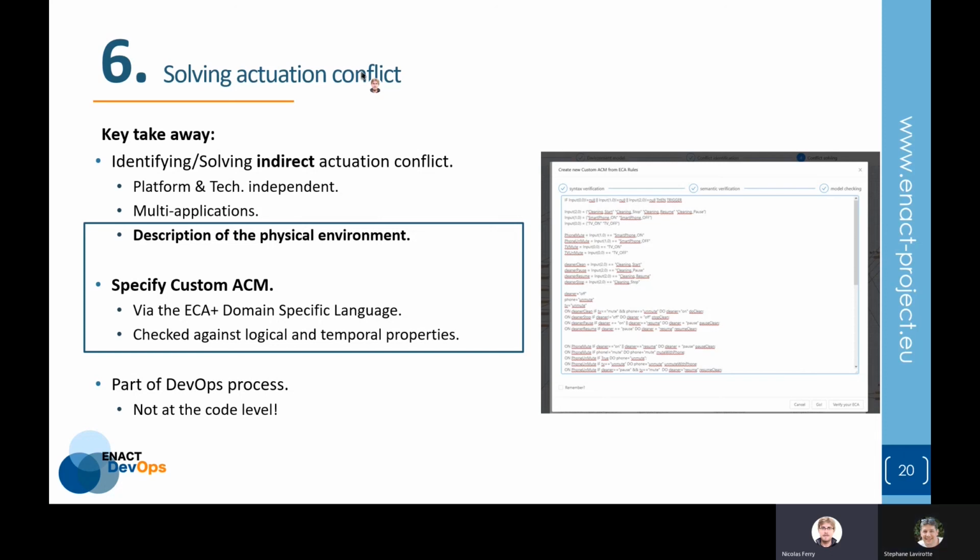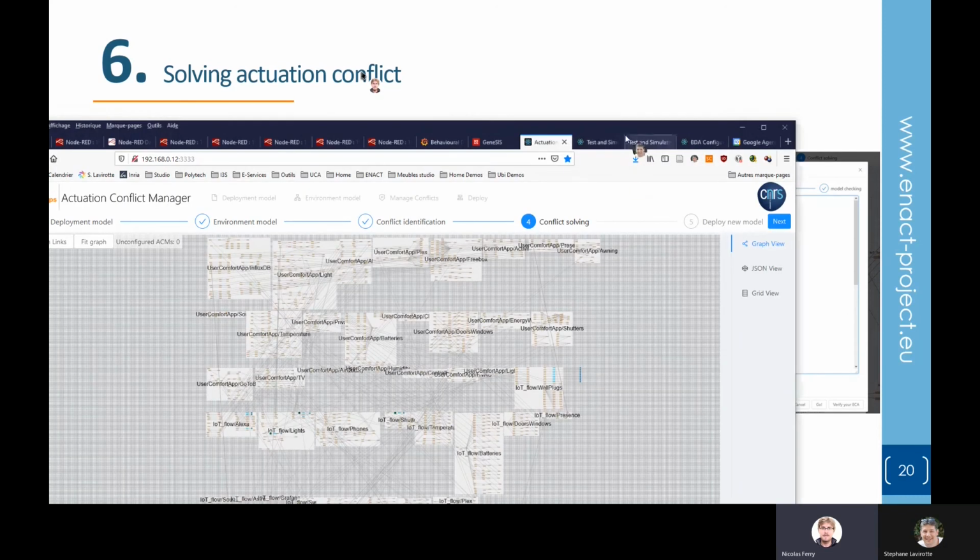So a custom actuation conflict manager is an actuation conflict manager designed and specified by the DevOps team. This actuation conflict manager is specified using a domain-specific language that has been defined for the enabler, and each of the custom actuation conflict managers is also checked against some logical and temporal properties, making sure that the management of the actuator is safe. So let's have a look now at the actuation conflict management enabler.